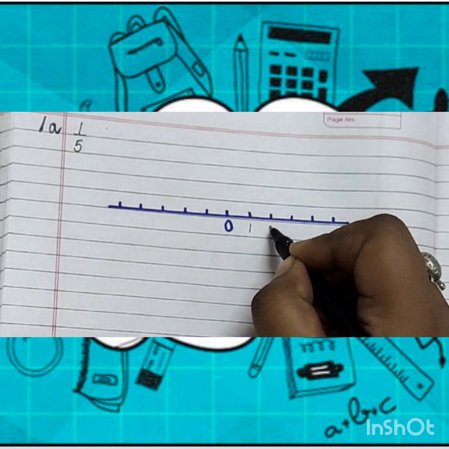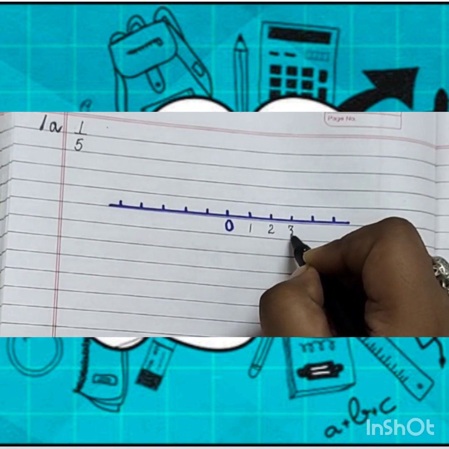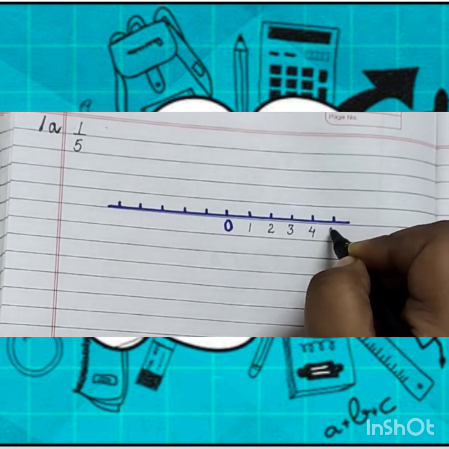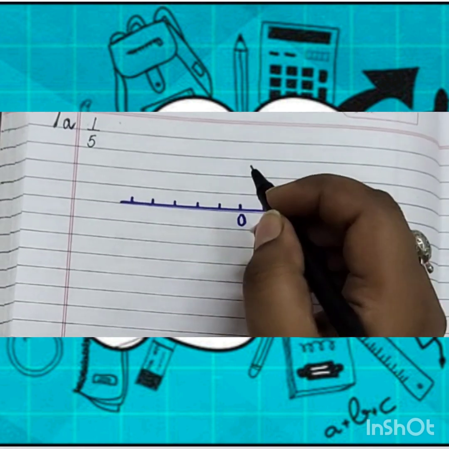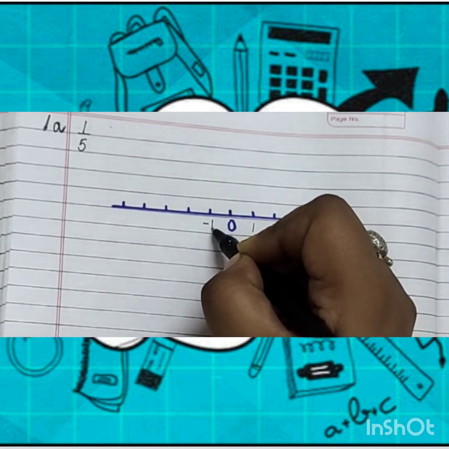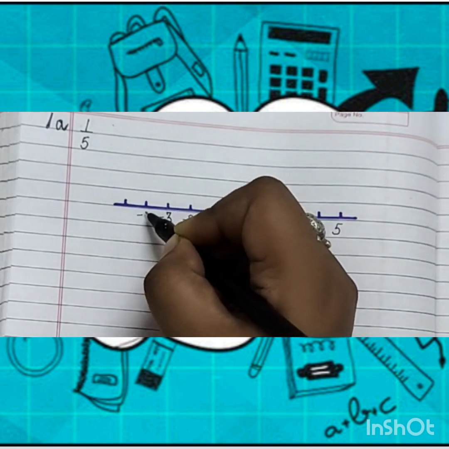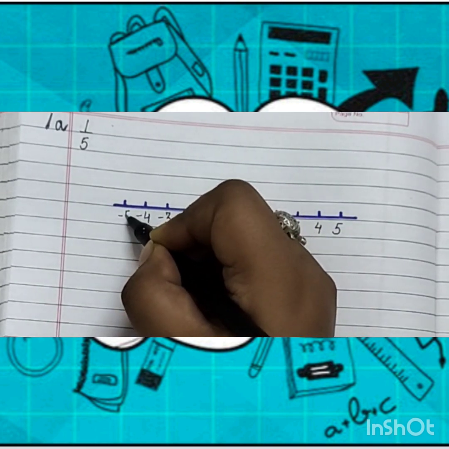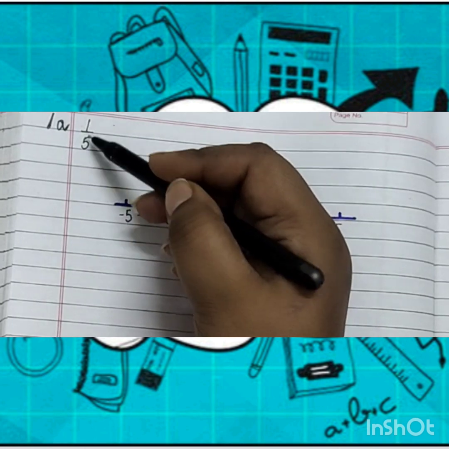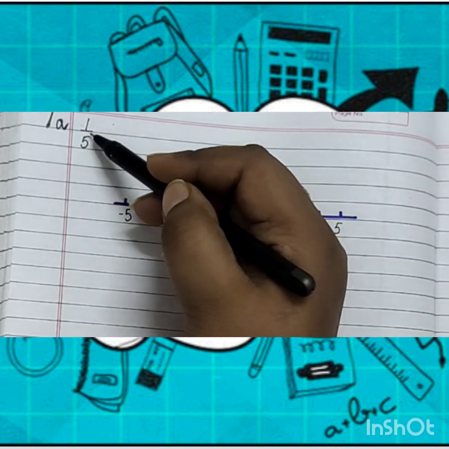This will be 1, then 2, then 3, then 4 and finally 5. And on the left side of 0, we will write -1, -2, -3, -4 and -5. Okay, we have to represent rational number 1 upon 5 whose denominator is 5.